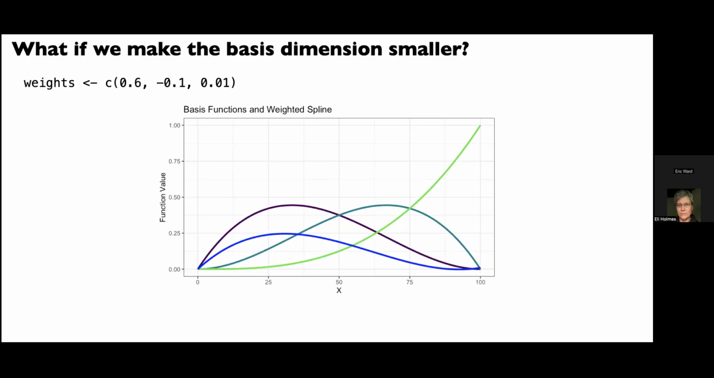In this first example, the weight is largest for the third basis function. And so, I think at the end of the time series, that explains why the spline is increasing here. But at the beginning of the time series, it's more tracking what's going on with that first curve. Okay.